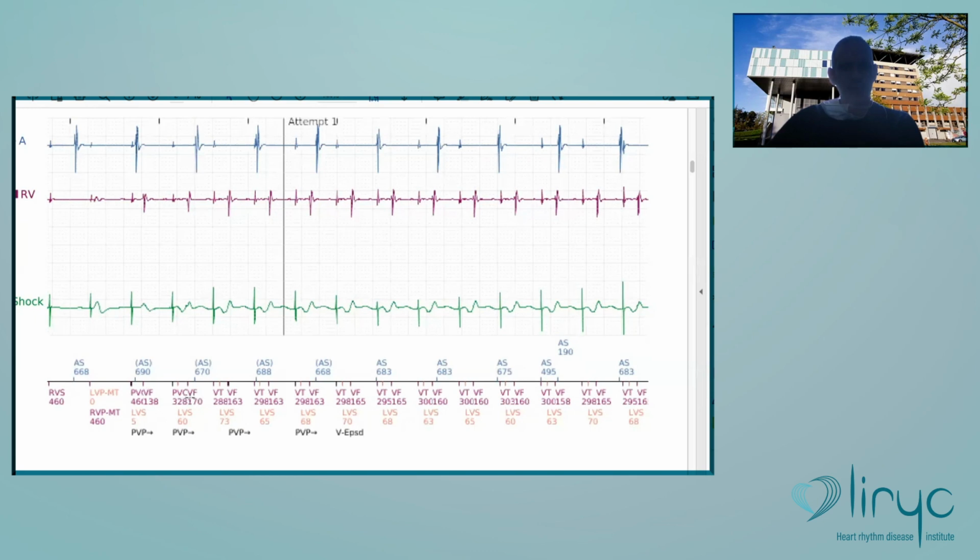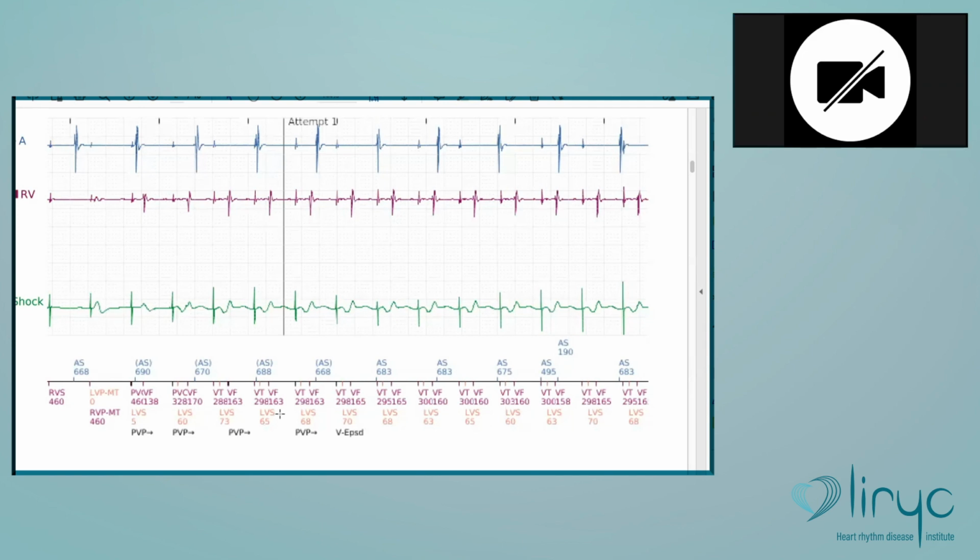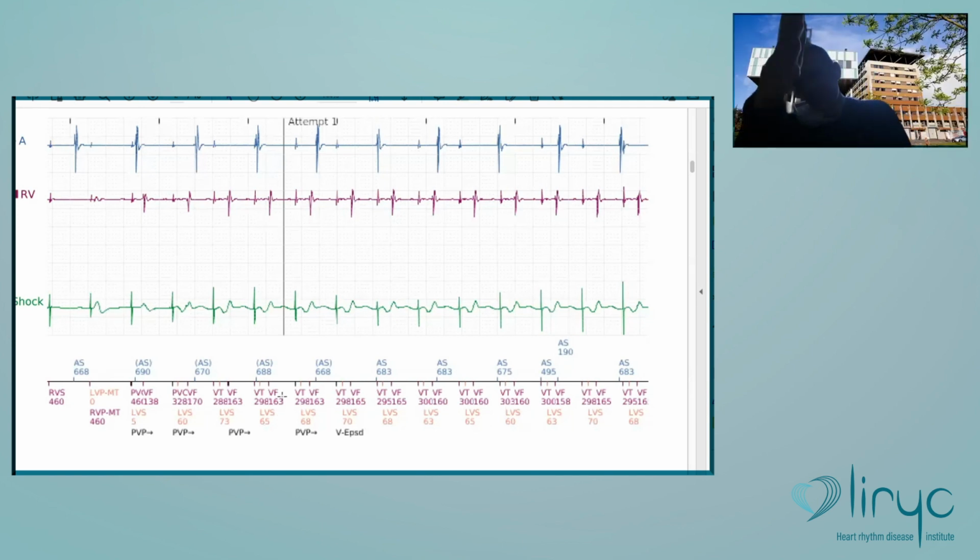Now, if you look at the markers: VT, VF, VT, VF, VT, VF. So after 8 out of 10, you will have the marker V episode. For the VT zone, you will never fulfill the VF 8 out of 10, because you only have 50% of VF signals. Understand that? Clear? So just remember this one.